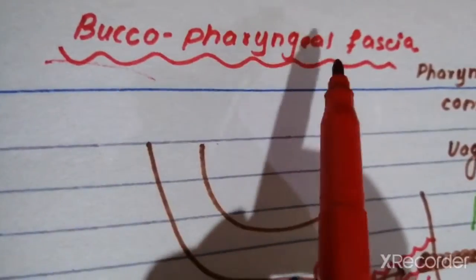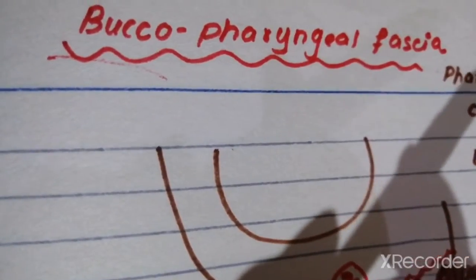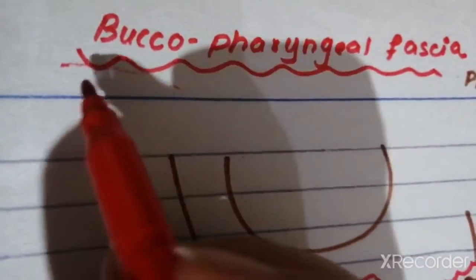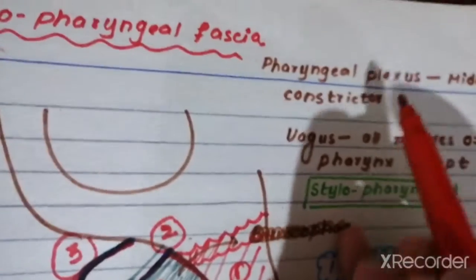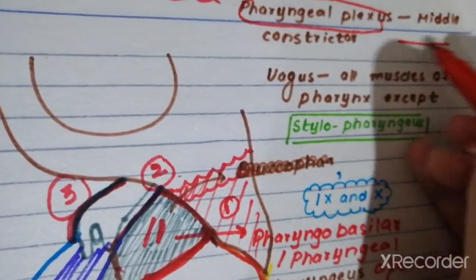Now this is the outermost part of the pharynx, and then we have the superficial fascia and the skin. And between the muscular coat and the buccopharyngeal fascia, we have the pharyngeal plexus, specifically outer to the middle constrictor.